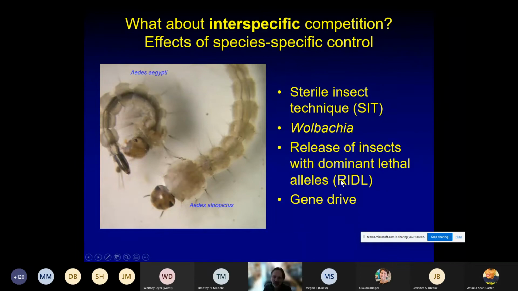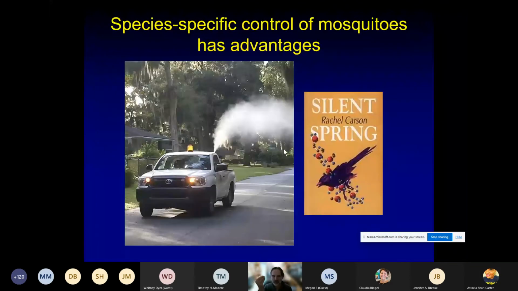I mentioned RIDDLE earlier, and gene drive mechanisms are another way of trying to suppress mosquito populations in a species-specific way. All of these involve releasing, usually males of one species, to produce a reduction in the adult population of the target species in the wild. So let's think about these species-specific forms of control and what they might do to mosquitoes that are engaged in interspecific competition. Now, I will say right off the bat, there's a reason species-specific control of mosquitoes might be a great thing.